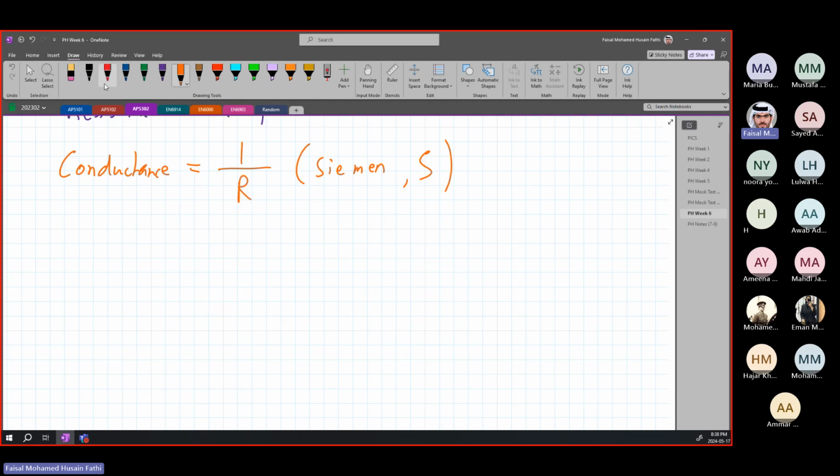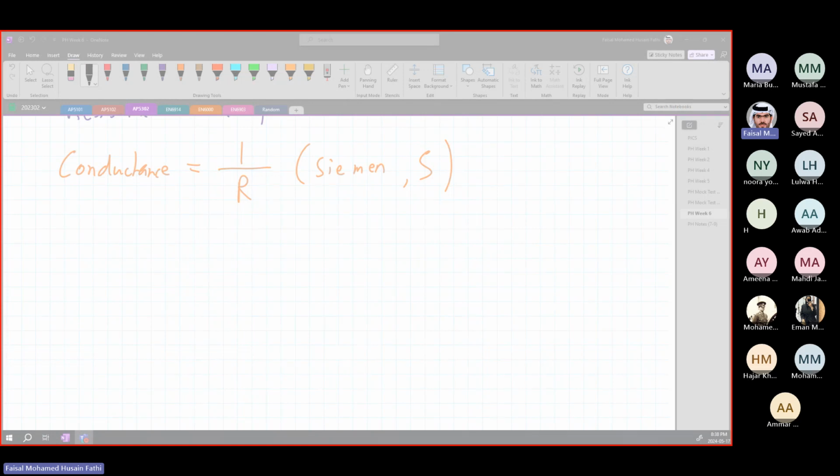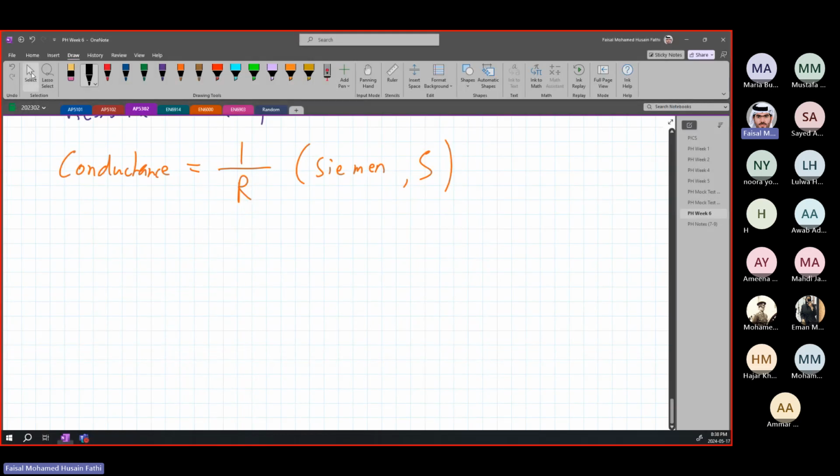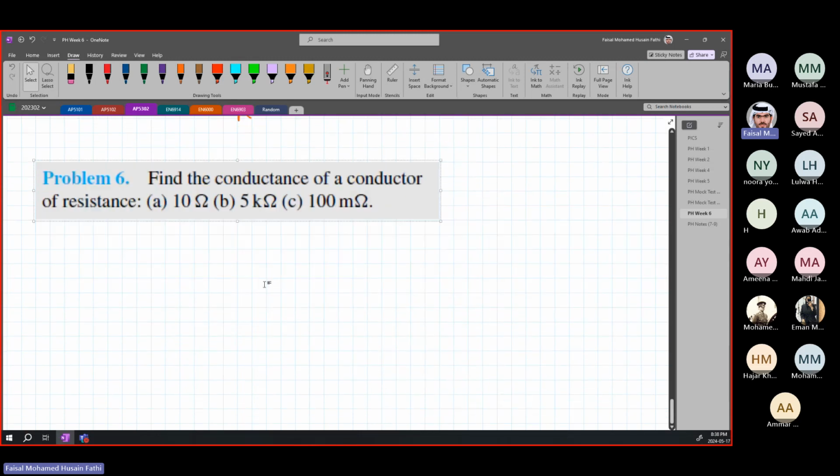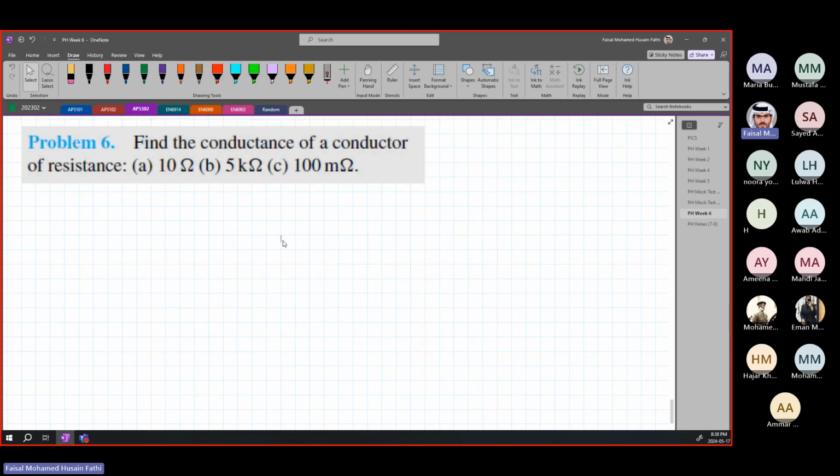So for example, let's do a question like this on this point to wrap up with conductance, because this is a very important thing. Because so far it's very easy. You're just applying equations and solving. But let's start with part A. The question first of all says, find the conductance of a conductor of resistance this much, and this much.